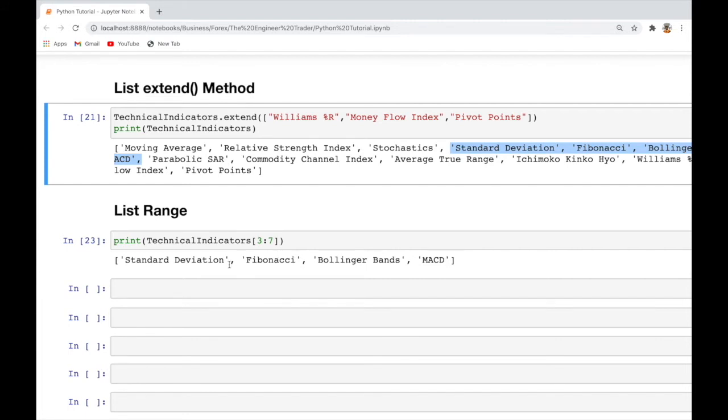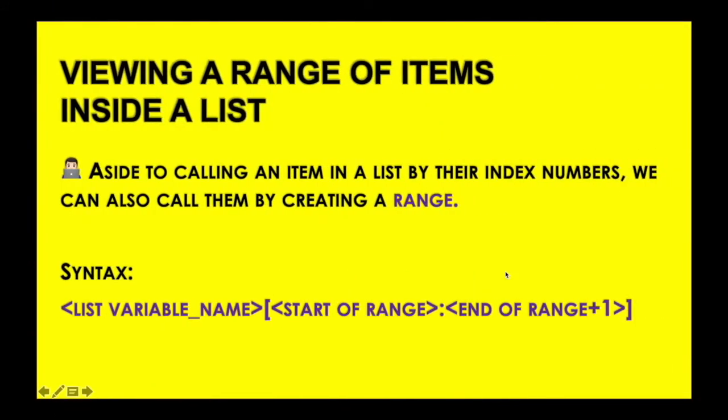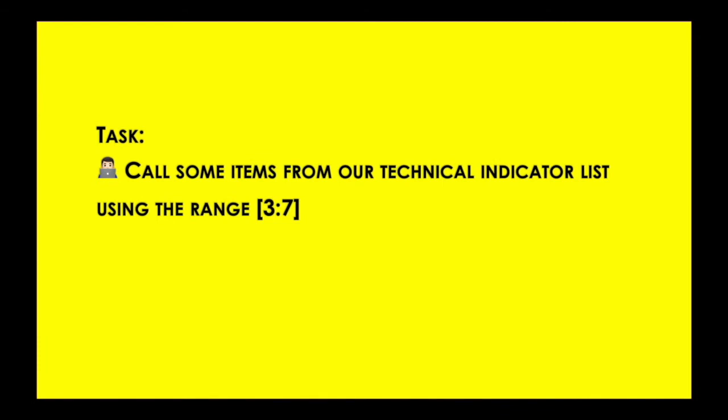So standard deviation, Fibonacci, Bollinger Bands, and MACD. Meaning to say, that is the range 3 to 7. Or basically, that means this is the range 3 to 6. Okay? So, I think that's it for now, my trader friends. I hope you learned about this list range function.